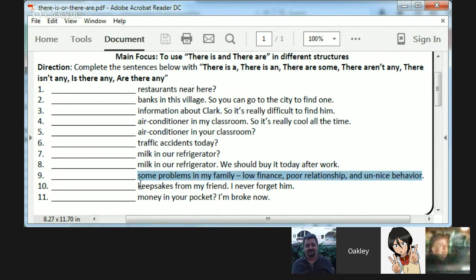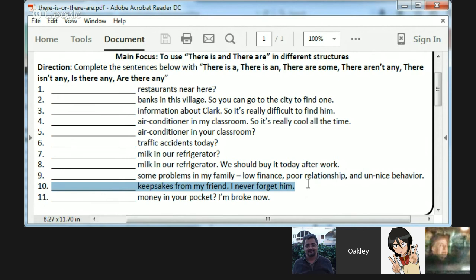Okay. Ken, number 9. There are some problems in my family: low finance, poor relationship, and unnice behavior. I hate this word, unnice. Try to avoid it. It's a made-up word. It's a kind of a blah, yuck word anyway. I never use the word nice. It's so boring. I'm not nice. I'm kind and wonderful, but I'm not nice.